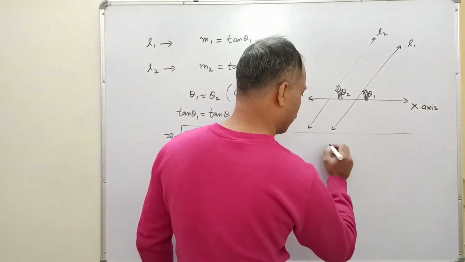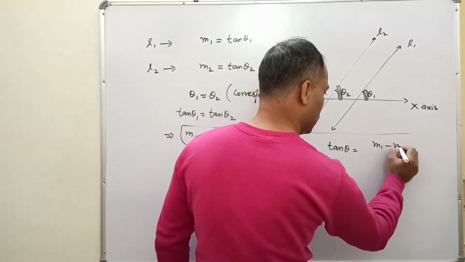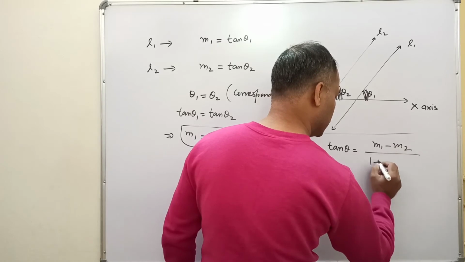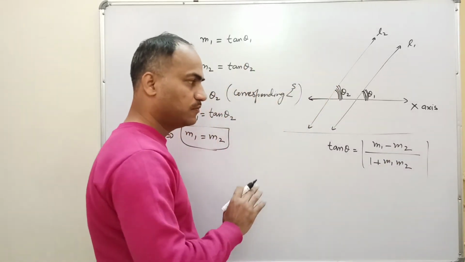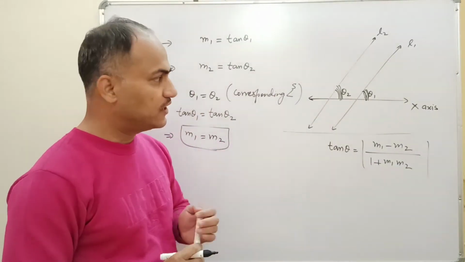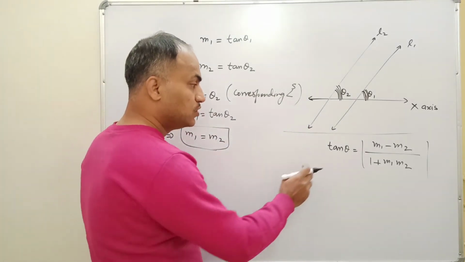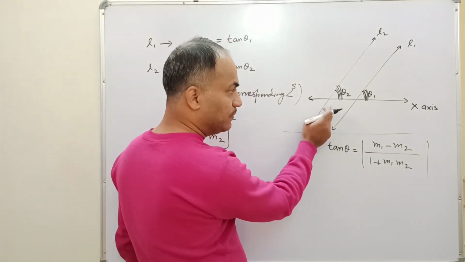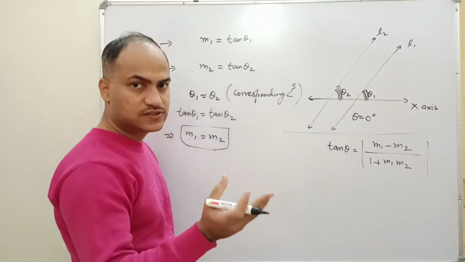If you want to check from the formula, it says tan theta equals (m1 minus m2) upon 1 plus m1 m2. This is the formula for the angle between two straight lines. So we want to find the angle between them, whether they are parallel or not. Parallel lines, we know the angle between them is what? It is 0 degree. This is a well known fact.